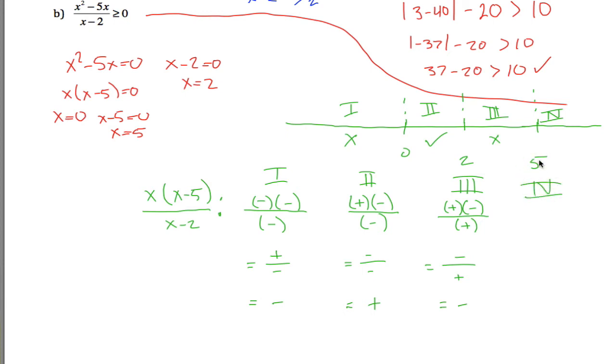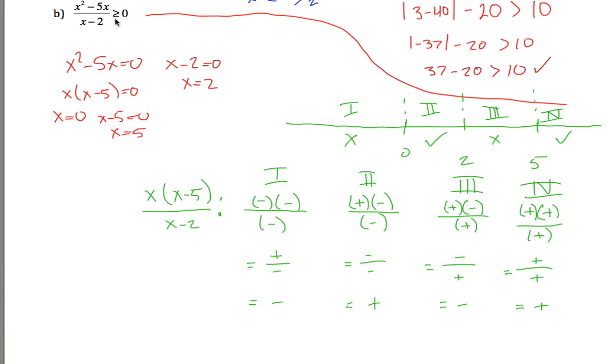Finally, region 4, some number bigger than 5. 6, sure. 6 is a positive number. 6 minus 5 is a positive number. 6 minus 2 is a positive number. Positive times a positive is a positive. A positive divided by a positive, sure enough, is a positive. Any positive number is greater than or equal to 0. These numbers work. My answer is the numbers in region 2 and the numbers in region 4.